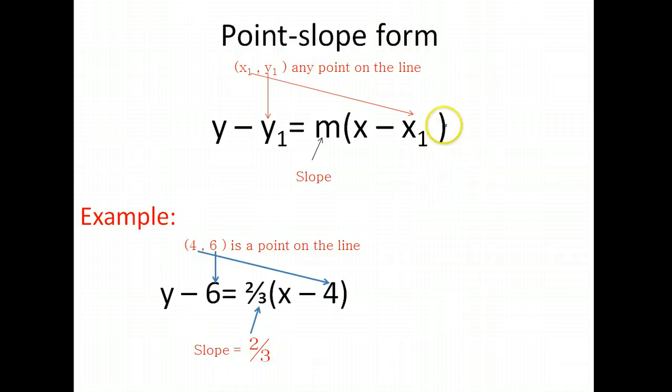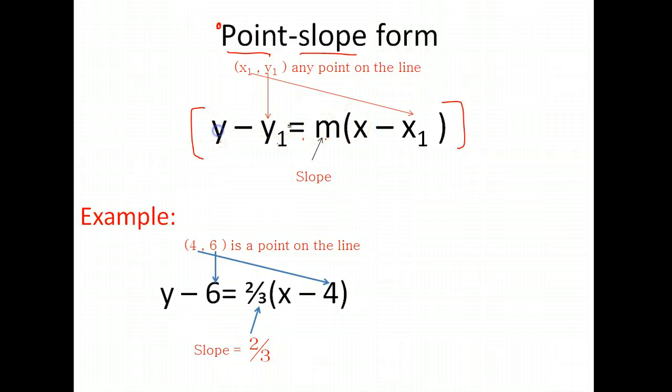Alright, let's talk about the point-slope form of an equation of a line. This is the general form of when we talk about point-slope form. The reason it's called point-slope is because you need a point and the slope, and they're clearly seen in the formula. The general formula is that y minus y1 equals m times x minus x1.